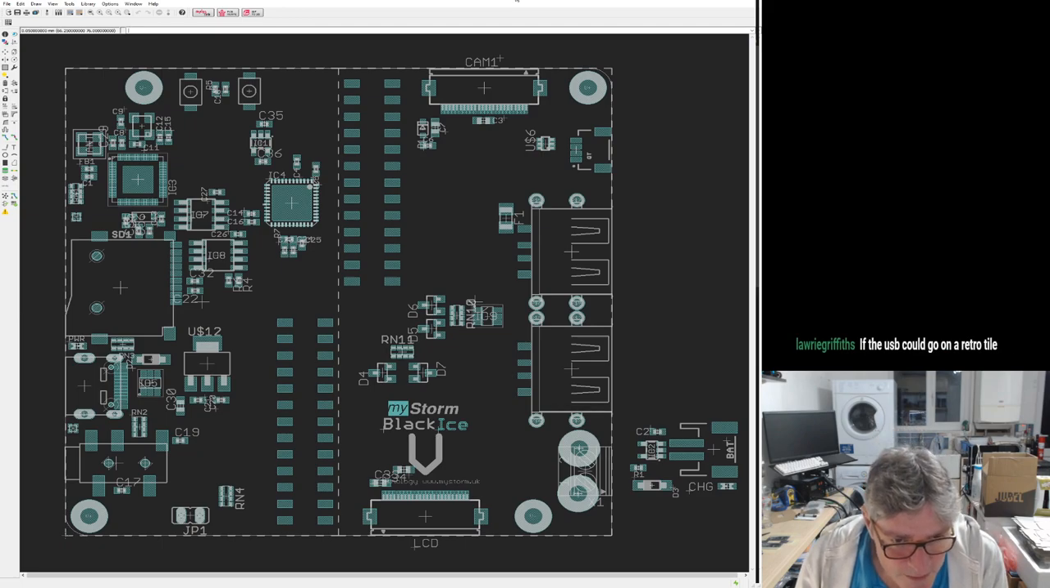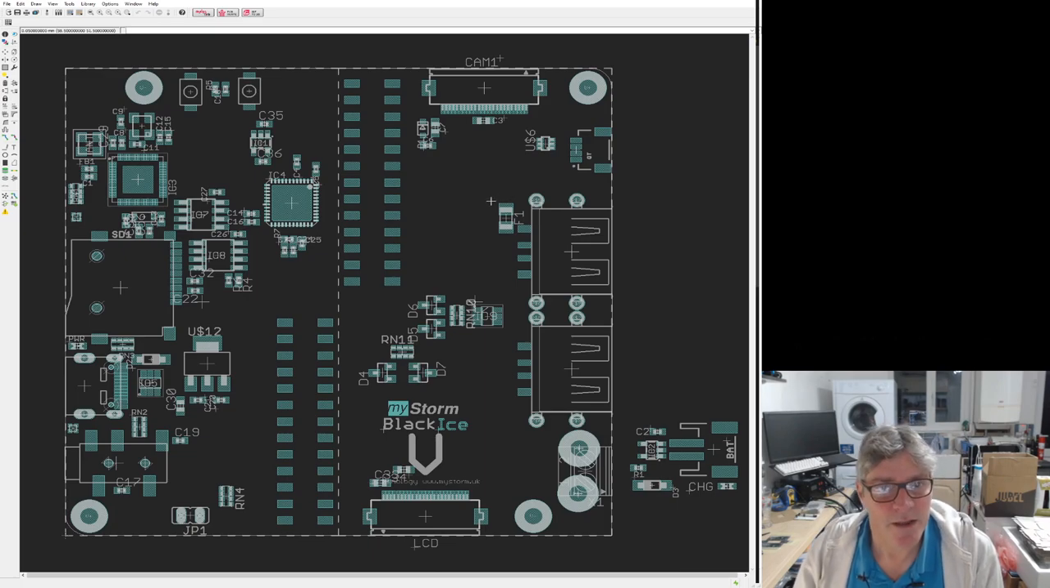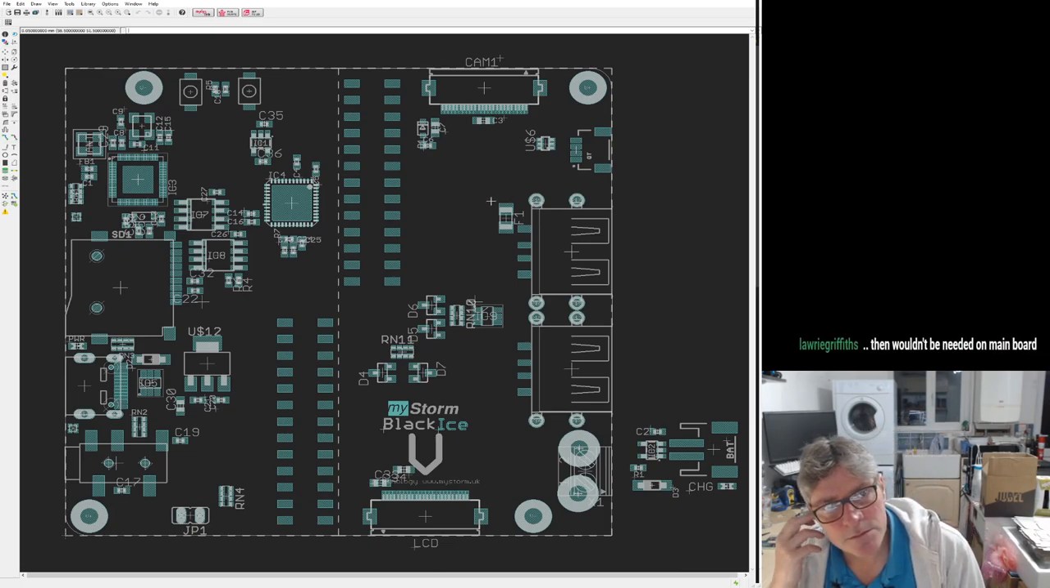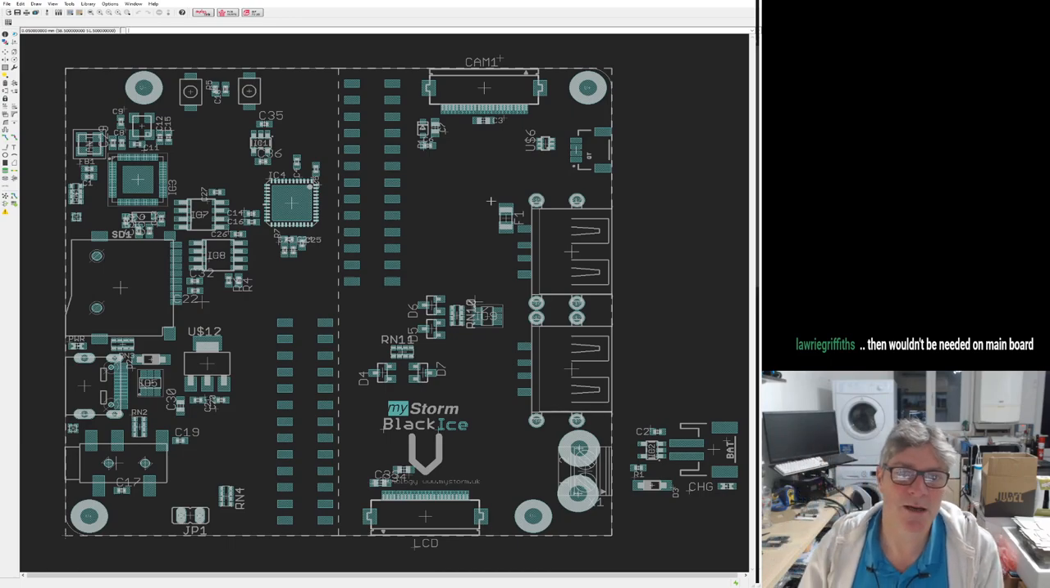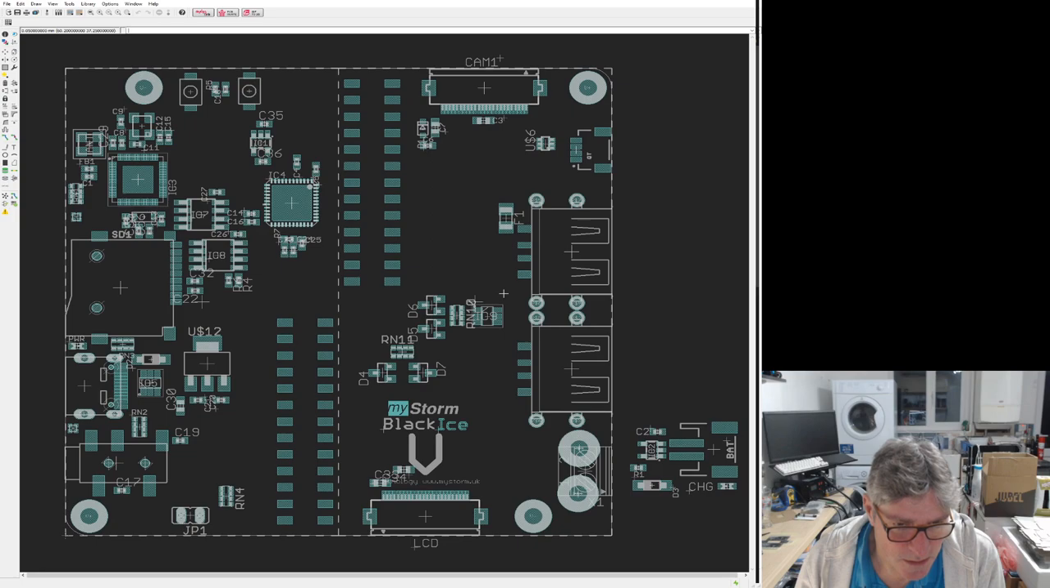Or the USB could go on a retro tile. Yeah, of course it could. Simple to do that. You could get an awful lot of USBs onto a tile. Don't forget, on the tile, you've got 24 FPGA IOs. So you could do quite a few USBs if you really wanted them. But maybe you could do a USB with VGA, perhaps. Possibly.